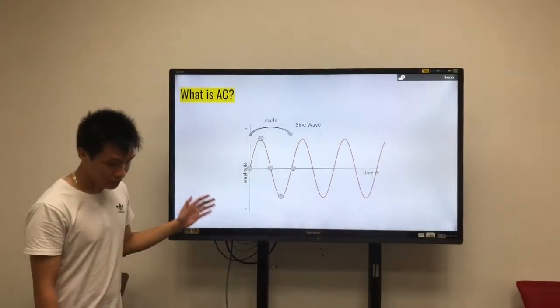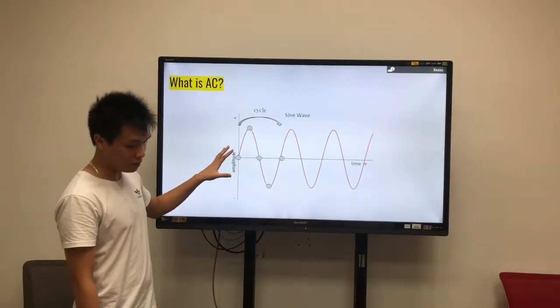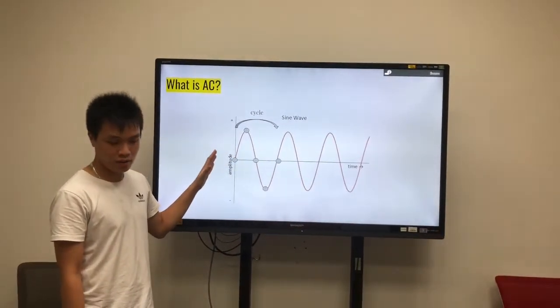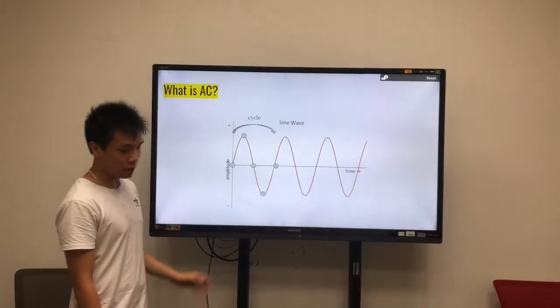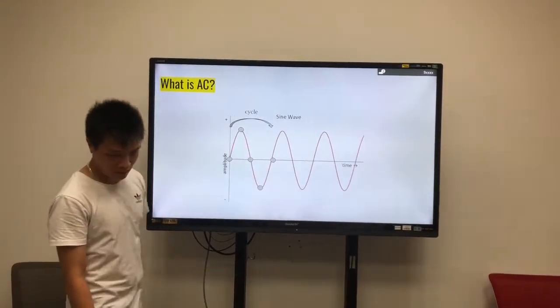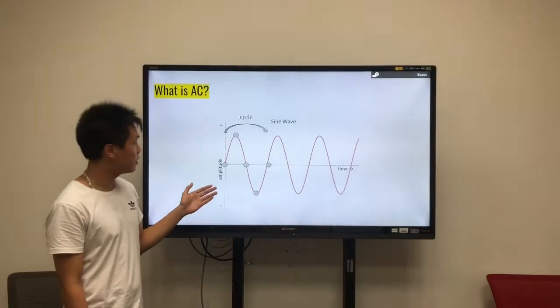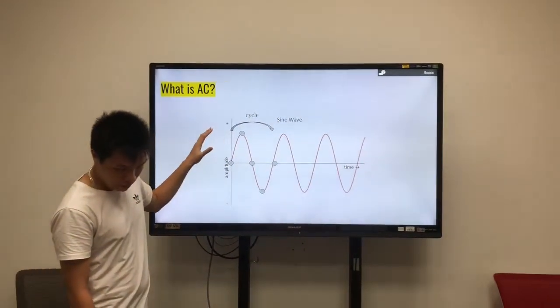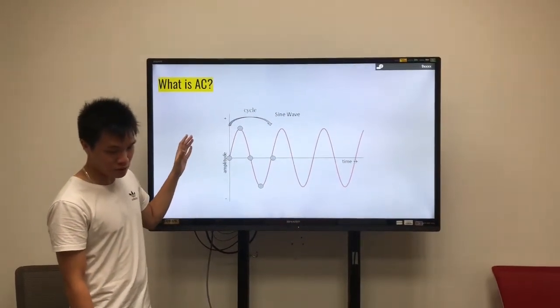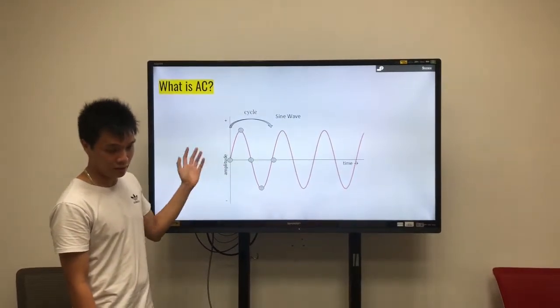In the opposite direction, there is a cycle from the beginning to the end. The rate at which the cycle repeats is its frequency. Frequency is measured in hertz, which means cycles per second.